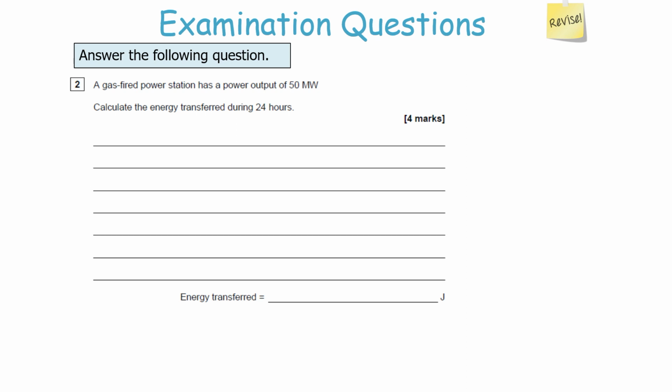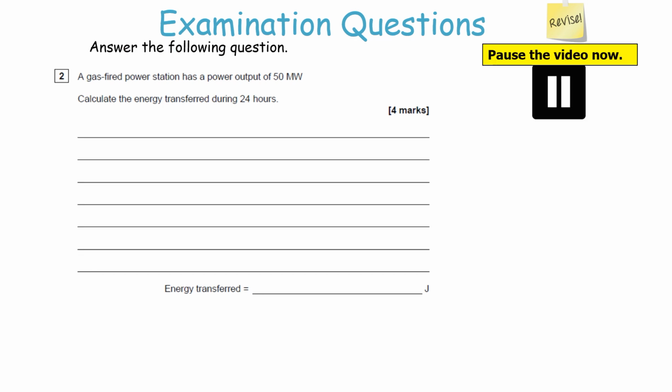The next question says a gas-fired power station has a power output of 50 megawatts. Calculate the energy transfer during 24 hours. So pause the video now, then unpause the video when you want to go through your answer.